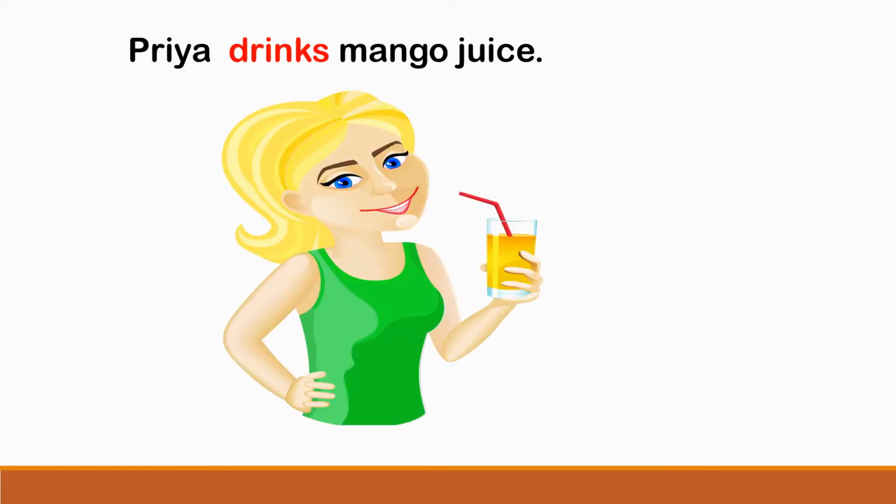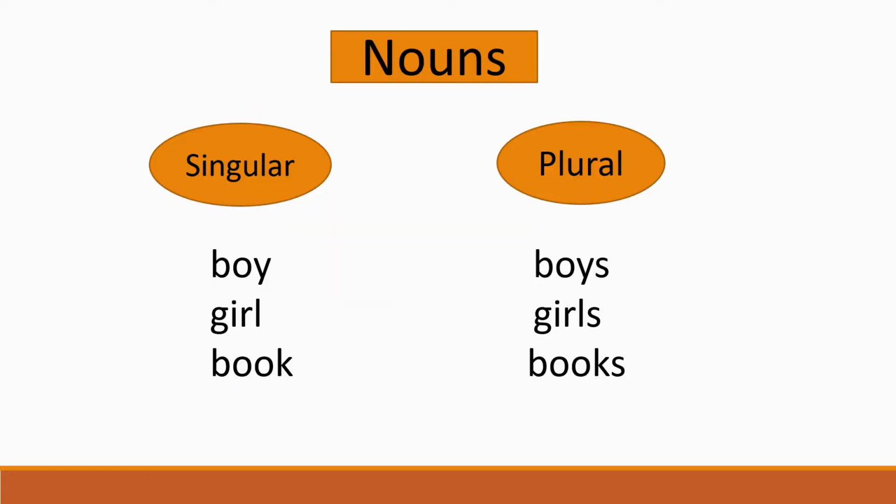Now children, look at this sentence. Priya drinks mango juice. So student, here Priya is a noun and Priya is a singular noun because only one Priya is there. Only one girl is there in the picture. Okay. So if the noun is singular, we have to add s to the verb. And which is the action word over here? Drinks. Drinks is an action word. So student, if the noun is singular, we have to add s or es to the verbs. Have you understood student?